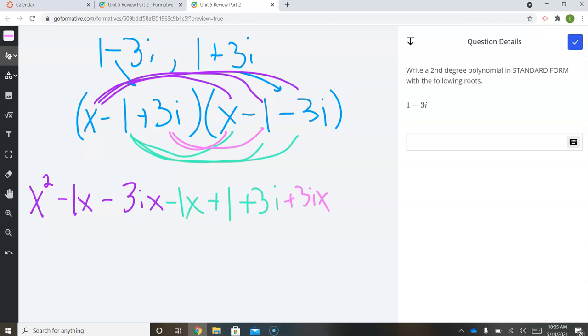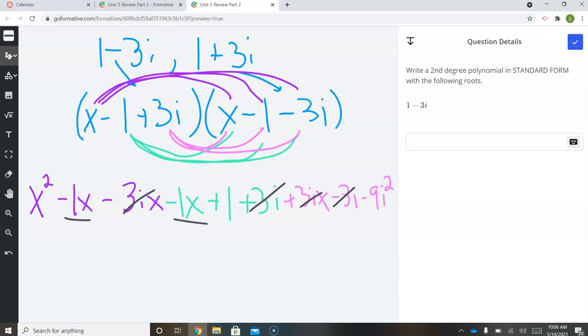3i times negative 1 is negative 3i. And then the last is 3i times negative 3i is negative 9i squared. And that one's a special one that actually really helps us here. So we have to look for now things that will cancel. So 3ix and positive 3ix. Positive 3i and negative 3i are gone. And let's just clean up the rest.